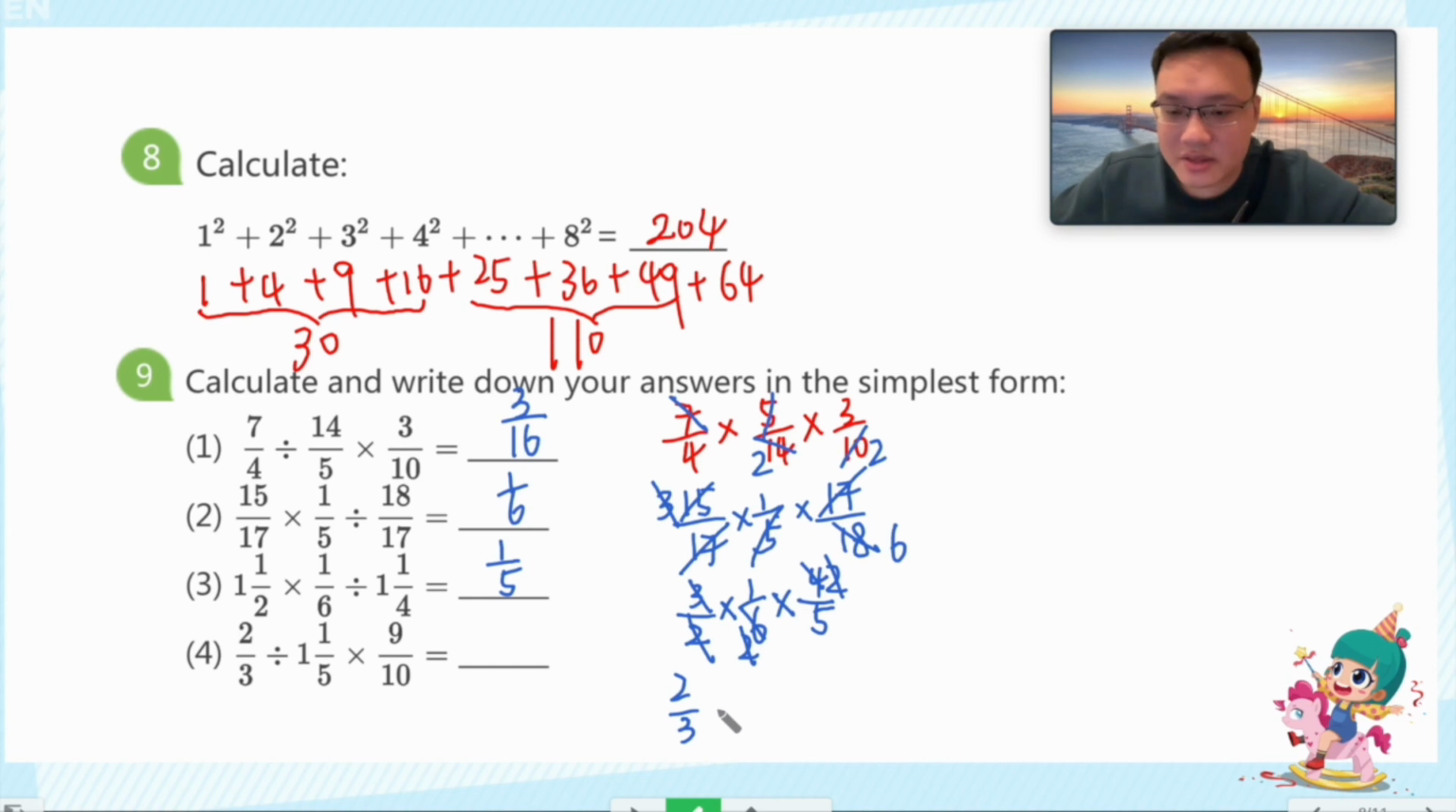So last one, let's see, it's 2/3 divided by this 6 fifths. So you divide by 6/5, you times by 5/6, and then you times 9 over 10. So let's do the simplification. 2 times 5 equals 10, that will cancel out. And 3 and 9 cancel out, they got 3, and 3 and 6 cancel out, they got 2. So basically the final answer is just a half.